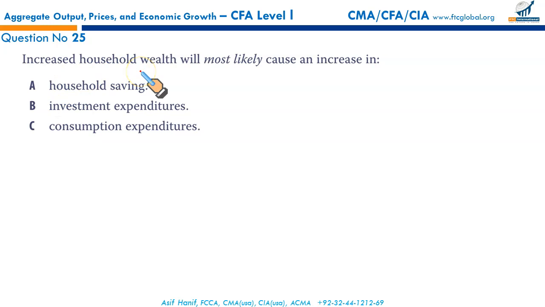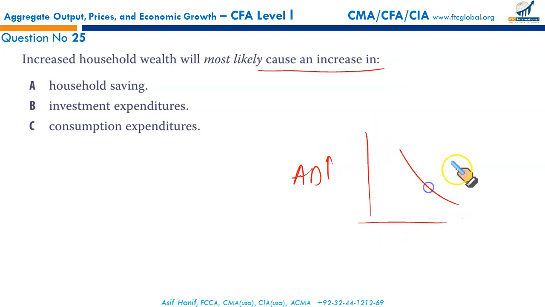Increased household wealth will most likely cause an increase in what? Household wealth means financial or real assets. So when households have higher assets, higher wealth, they will still be able to meet their goals as wealth accumulates over time, so they will spend more. Therefore, an increase in household wealth results in more spending, and hence an increase in aggregate demand. So the aggregate demand curve shifts to the right. That makes consumption expenditure, C, the correct option.